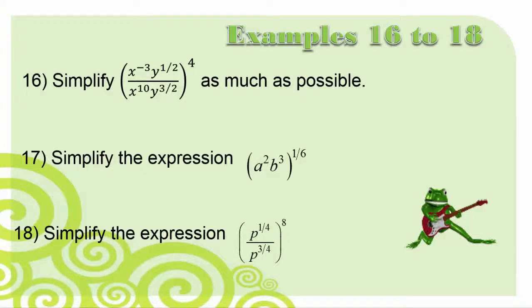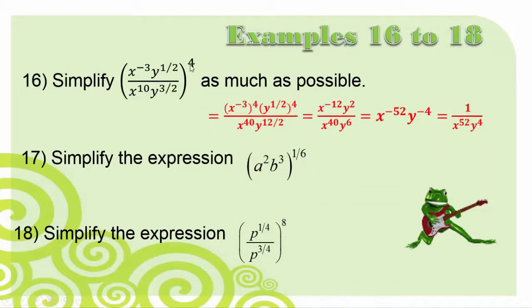Reviewing what we just did in example number 16 on the whiteboard, we multiplied in the 4 based on our exponent rules, and we got x to the negative 4/3 y squared over x to the 40 y to the 6th. And then we worked this out, and we got 1 over x to the power, times y to the 4th power. In example number 17, we're asked to simplify the expression a squared b cubed to the 1/6 power.